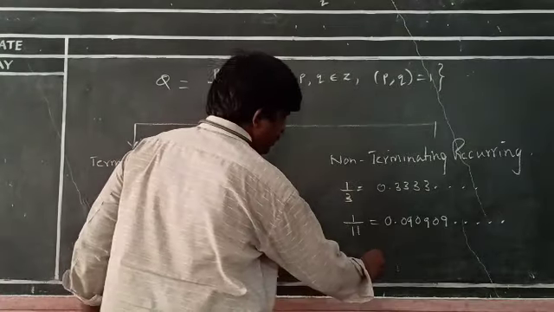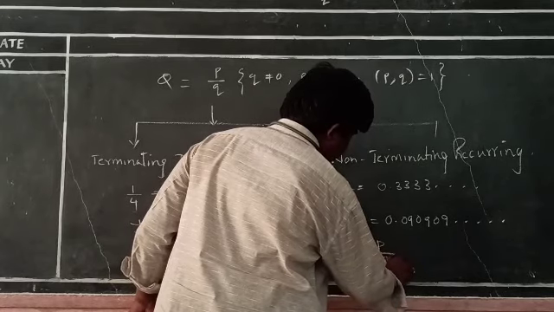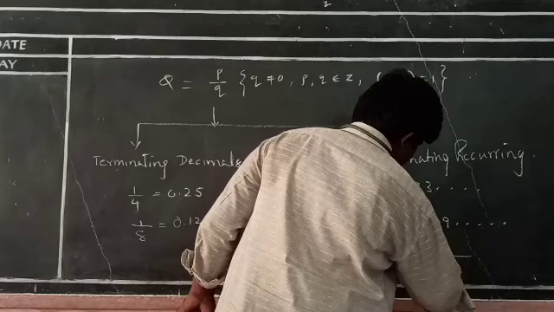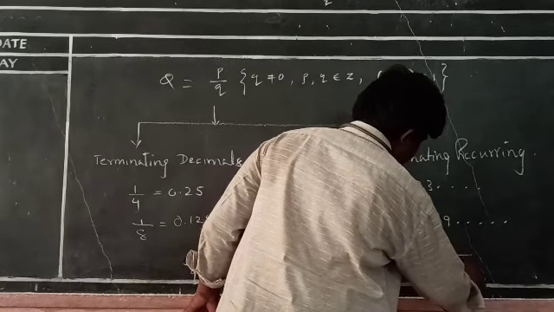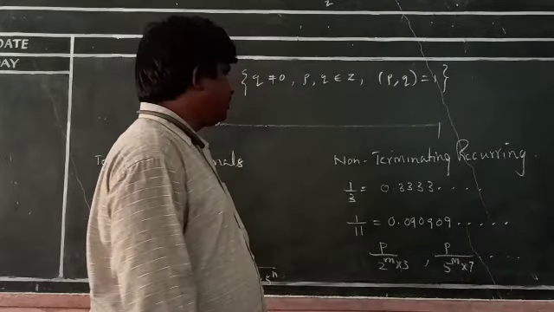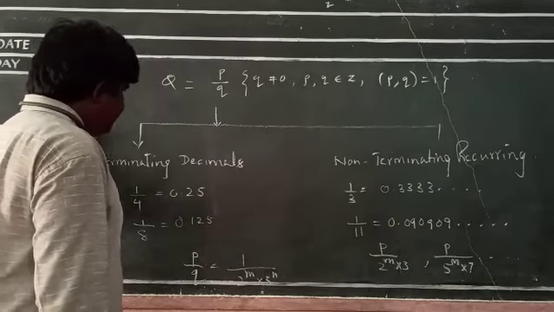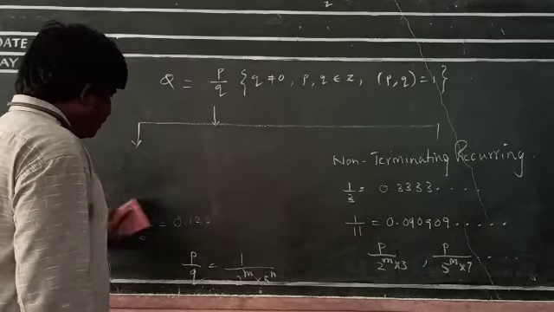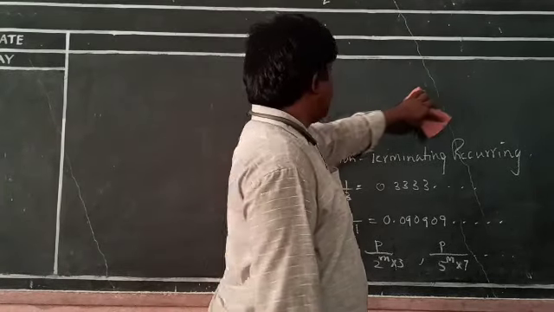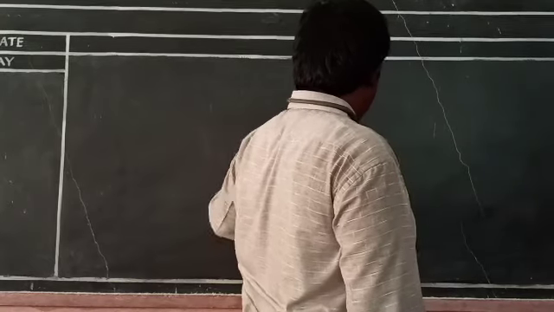Suppose it is in the form of p by 2 to the power of m into 3, otherwise p by 5 to the power of m into 7. If it exists in any other way, then we will get non-terminating recurring decimals. Then what are the other numbers? What are irrationals? Irrationals are nothing but non-terminating, non-recurring decimals.